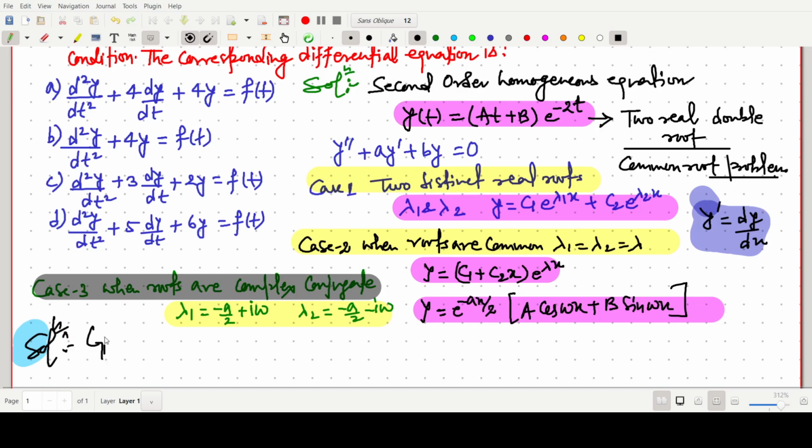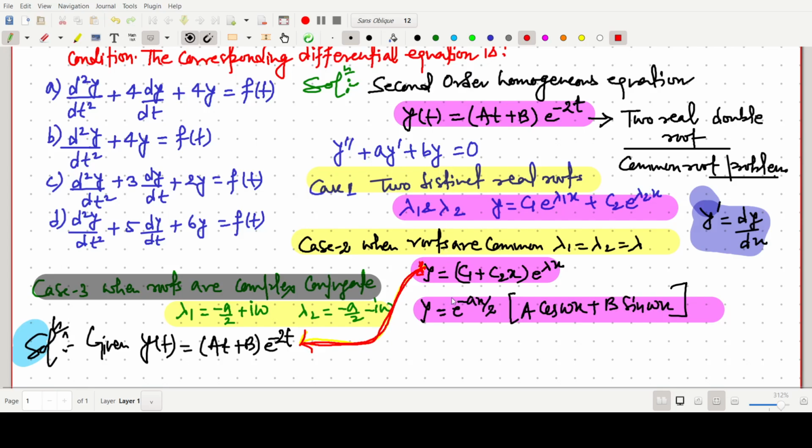In the given problem, y(t) equals at plus b e to the power minus 2t. So this is the case of a common root problem. Because for the common root problem the solution is somehow like this. So you have to know these three things.